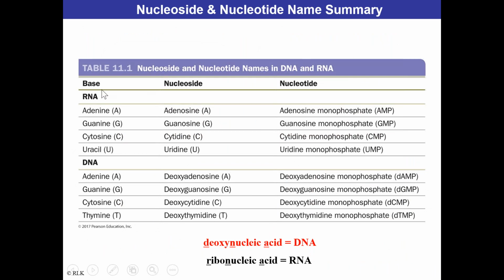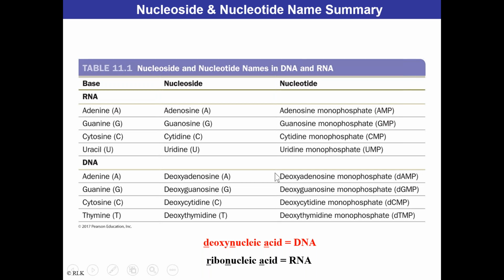In this particular case, we're looking at table 11.1. This is given in your book: nucleoside versus nucleotide names in DNA and RNA. It's everything that I just outlined for you in those schematics, all the different bases, the nucleosides, and the nucleotides. The ones that have deoxy in front refer to DNA, and those that just have the ribo nucleic acid formation, the RNA, won't have any of the deoxy anything.